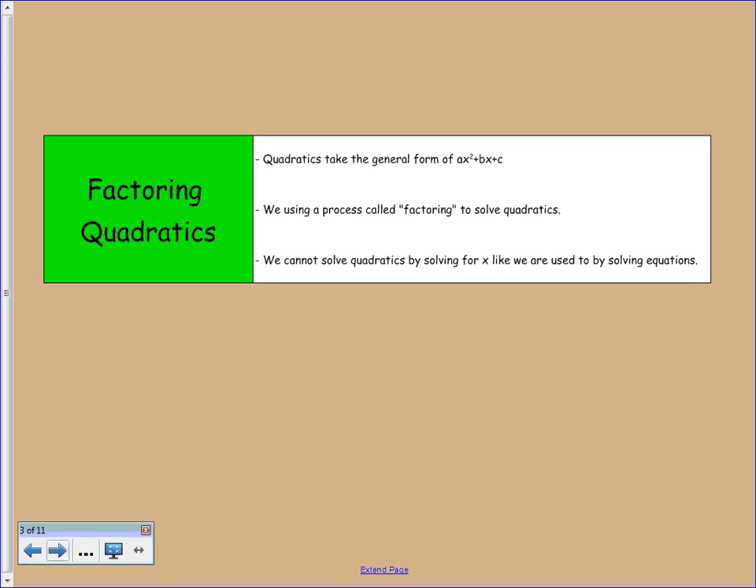So let's talk about factoring quadratics. Remember, quadratics take the general form of ax squared plus bx plus c. And to solve quadratics, we can't just simply do a solve for x type scenario. We have to actually use a method called factoring. It's not what we're used to seeing. And so that's what we've been using this x for, to get us ready to actually solve quadratics. So don't go about this trying to take square roots or trying to solve for x. That doesn't work anymore. We have to use this method called factoring.